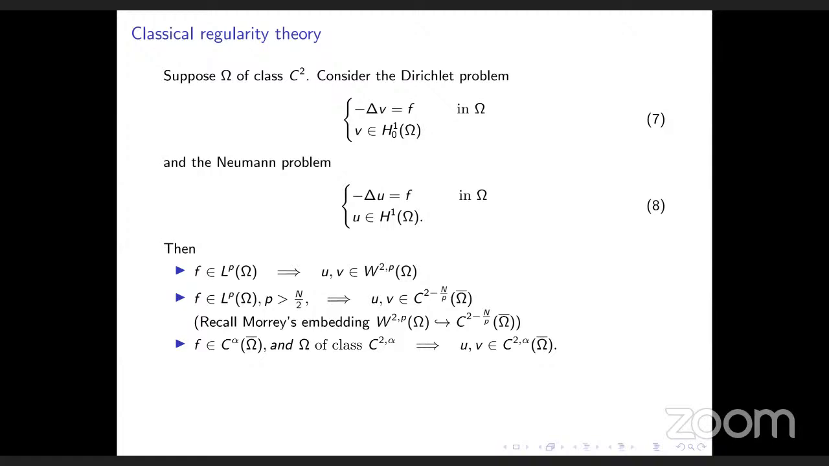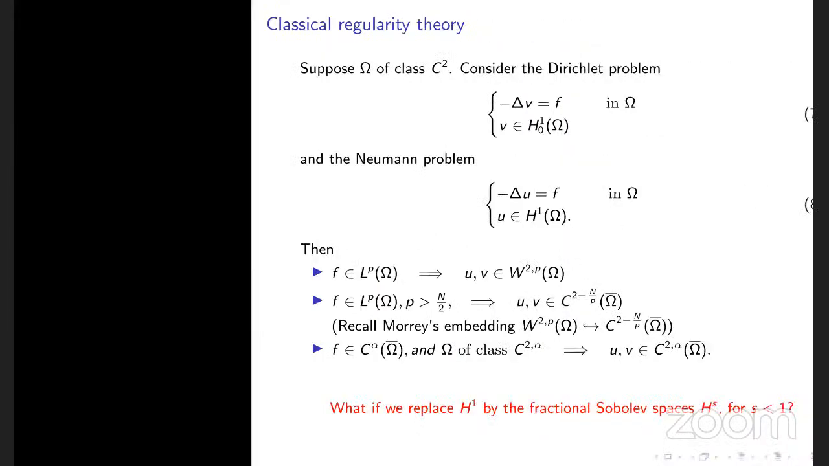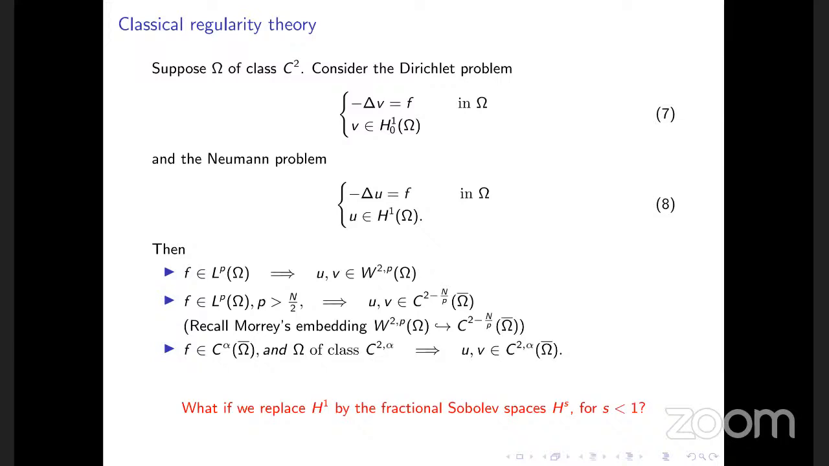So the question we are asking now is: here we simply consider weak solutions by looking at the H1, the energy space, the semi-norm of the energy space. But what if I replace the H1 Sobolev space by the H^s Sobolev space for s smaller than 1? What will happen?